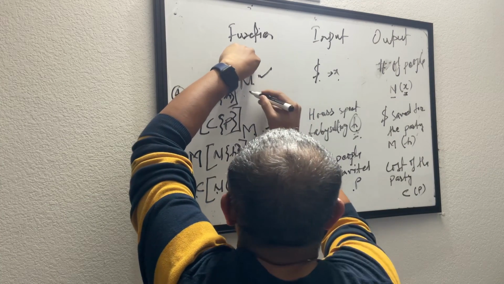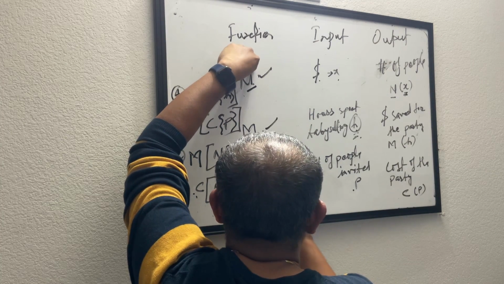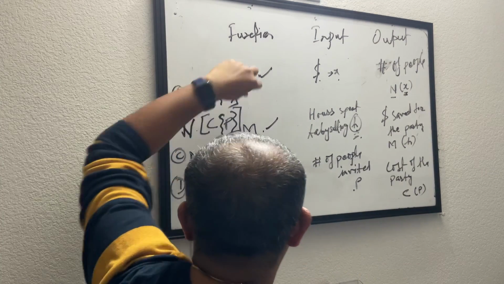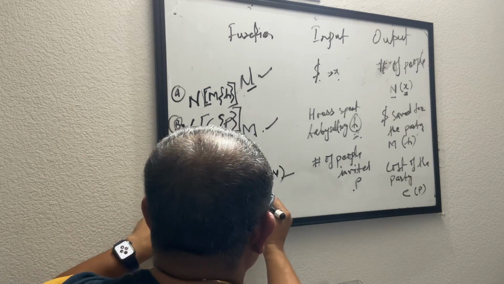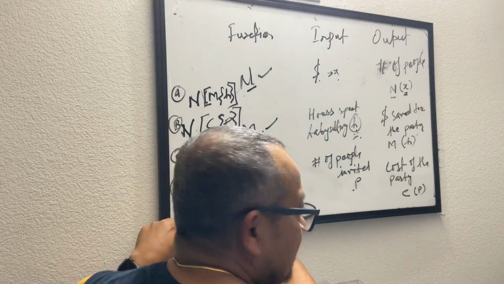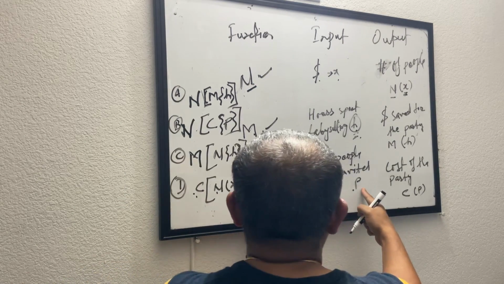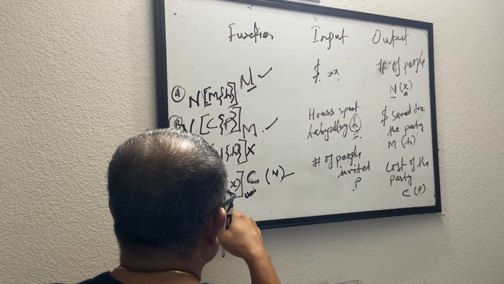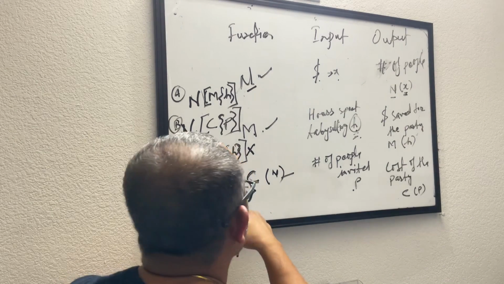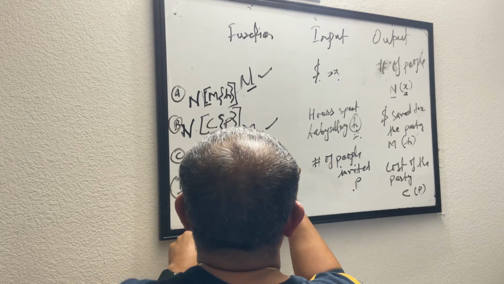This one is still okay, going as an input to this. Yeah, number of people: you put the number of people here, you get the cost of the party. Cost of party is a function of number of people. This one is okay. This one is ruled out.